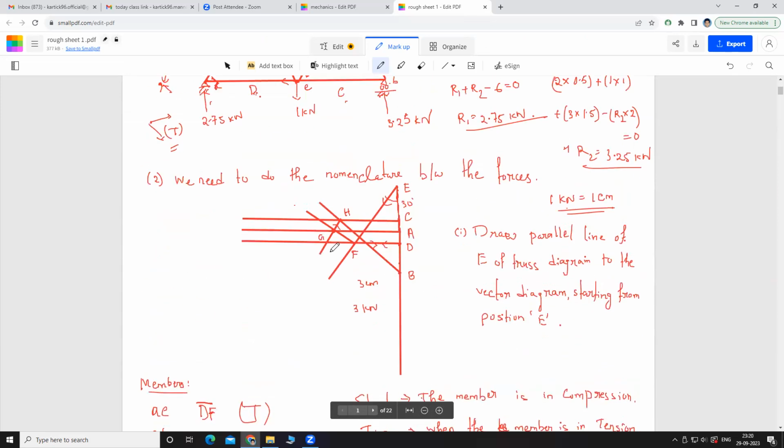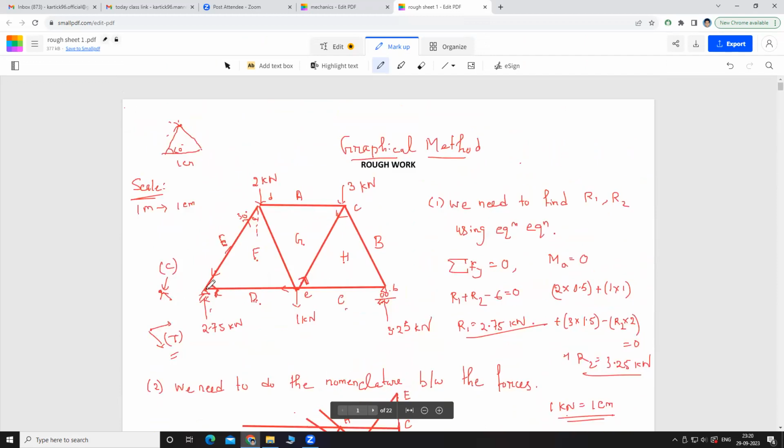In the method of joints, what do we need to check? We need to check at the nodes only. Just think about the first node, this one. What are the forces for this one? One reaction is there, that is our R1. We know the value.